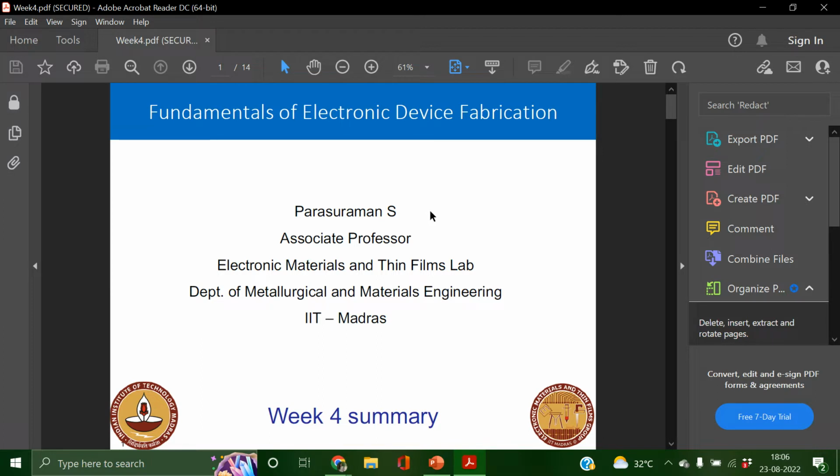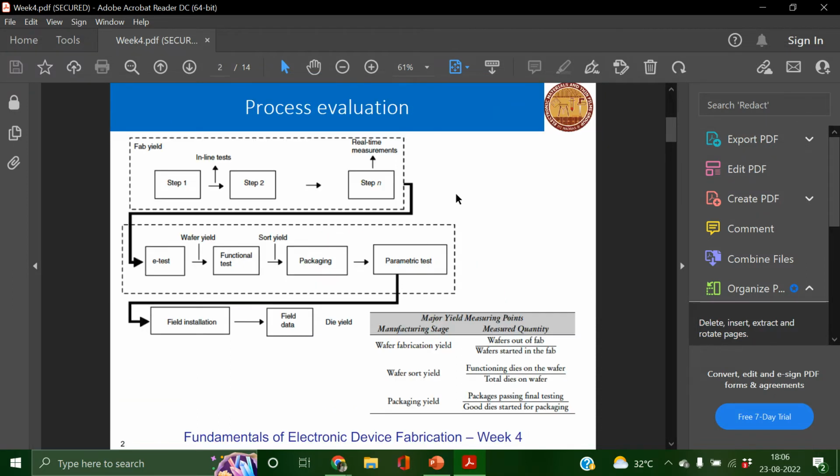So in the last week, there were uploaded lectures on process evaluation, clean room, as well as IC packaging. In that, first we saw what is meant by process evaluation. We know that in IC fabrication there are multitudes of steps taking place, from wafer fabrication, patterning, then metallization, polishing, and so on. So the entire process will take about a month for a particular IC. If we wait for the process evaluation to be conducted at the end of the whole process, there is a possibility that the large number of dies that are manufactured could lose their functionality.